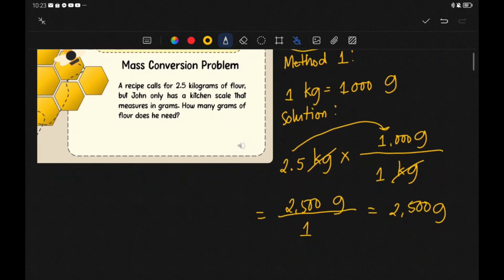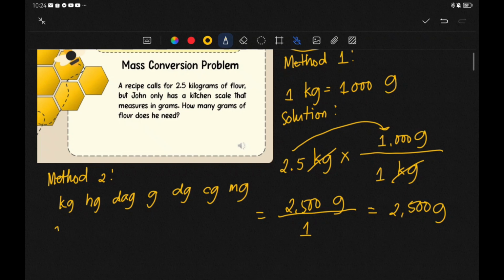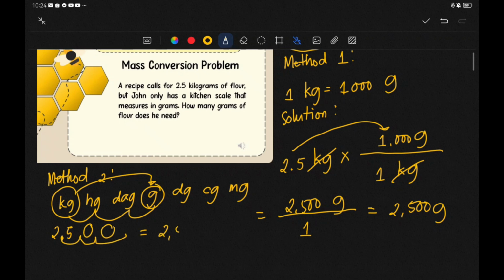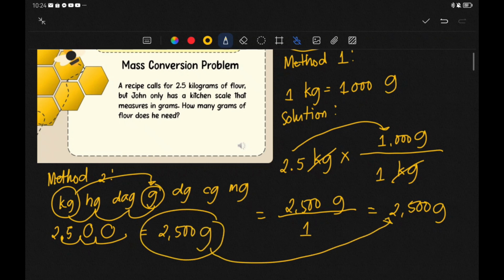Now for method 2, we have kilogram, hectogram, decagram, gram, decigram, centigram, and milligram. So we have 2.5. From kilogram, we need to move this to grams. So how many places? 1, 2, 3. So this is the decimal point. 1, 2, 3. Fill the blanks with zeros. So the answer is 2,500 grams, which is the same as method number 1.